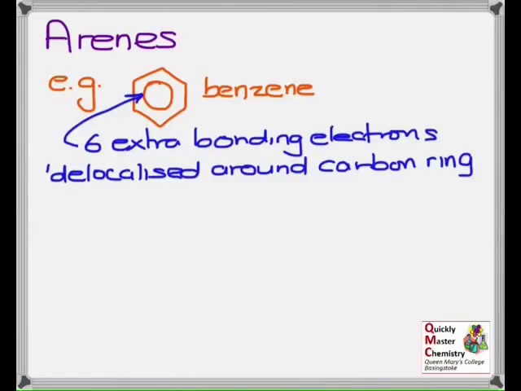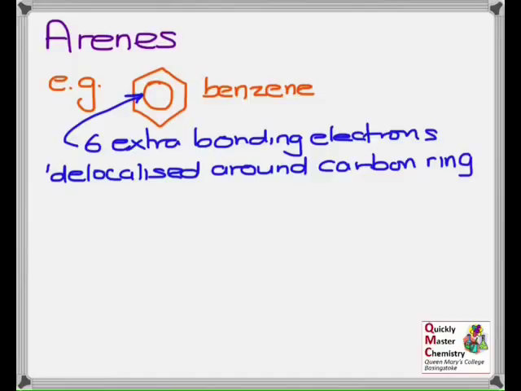The circle in the middle, well, you'll learn more about that later in the course. But it shows the presence of 6 extra bonding electrons, which are delocalized around the carbon ring. So the bonding is kind of a cross between single bonds and double bonds. You've got the normal single bonds and then these delocalized extra electrons. Don't worry too much about that now. That'll be explored more during the course.